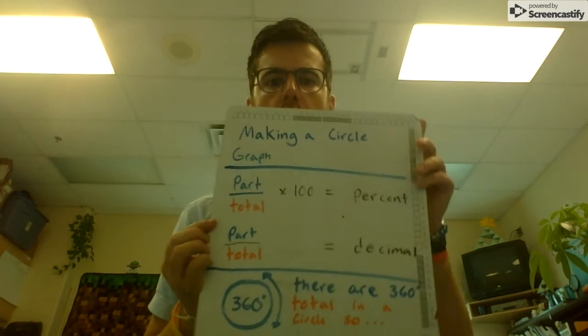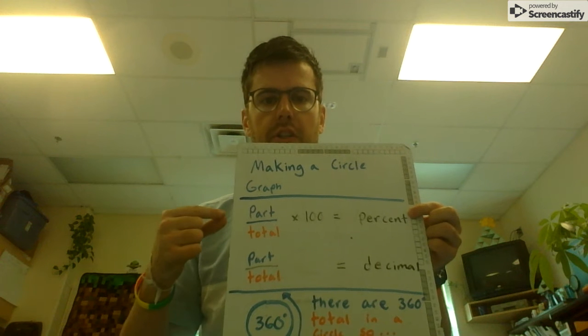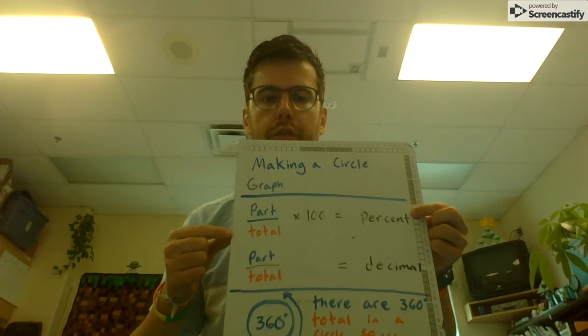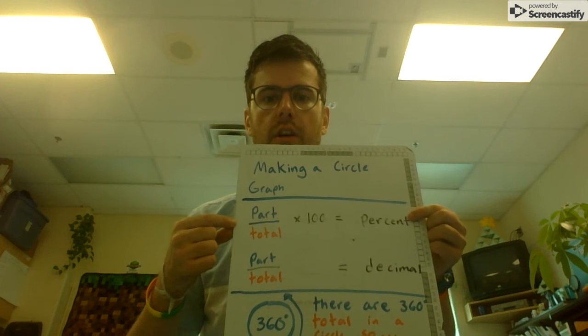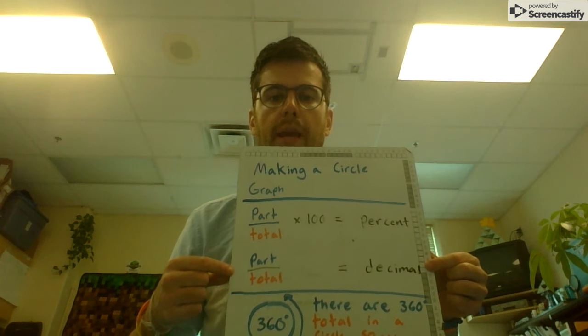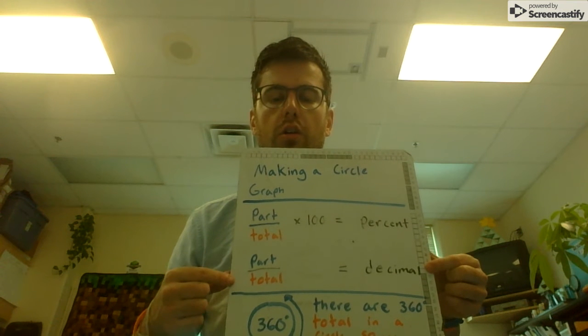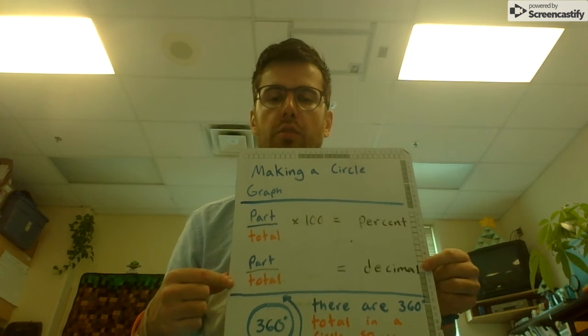So just as a quick reminder, we've talked about how to find a percent. We are going to use the Bella strategy, which is part over the total times 100 will give you your percent. If we want to find a decimal, we're just going to do the same thing, part over total, but we won't multiply times 100. That will give us our decimal version.